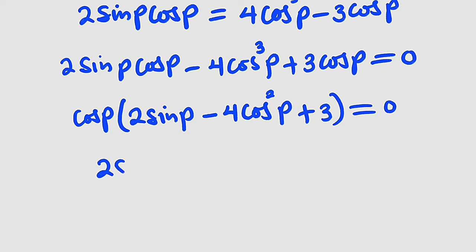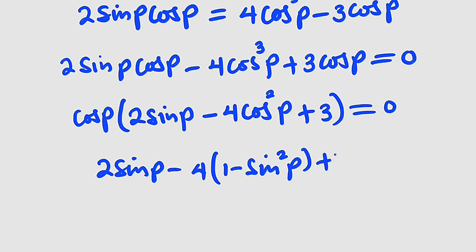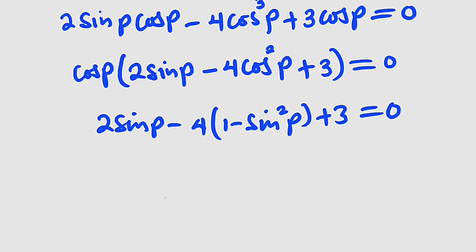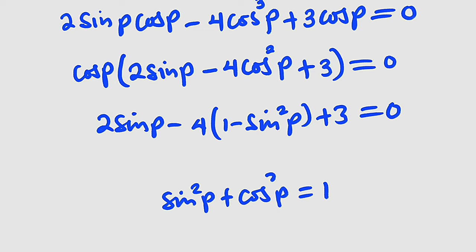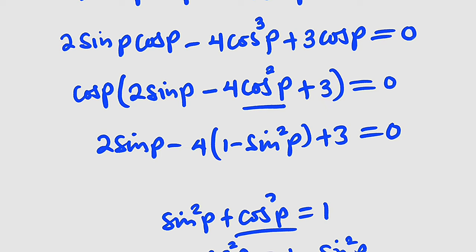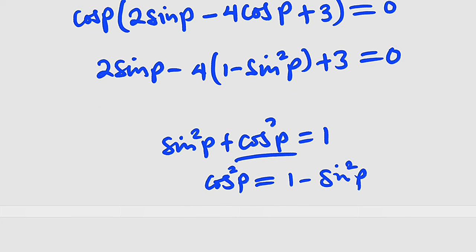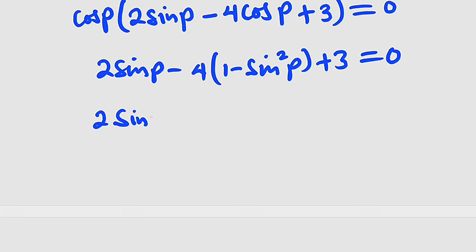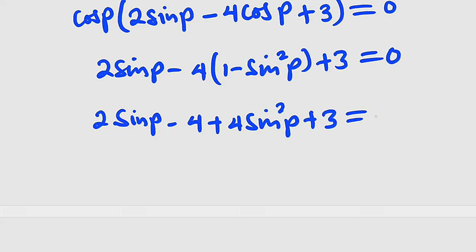So 2 sine p minus 4 multiplied by 1 minus sine squared p plus 3 equals 0. I will show you something. Remember that sine squared p plus cosine squared p equals 1. If you make cosine squared the subject, you have cosine squared p equals 1 minus sine squared p. This is why I changed cosine squared p here to 1 minus sine squared p. Now let us expand. We have 2 sine p, minus 4 times 1 is minus 4, minus minus is plus 4 sine squared p, plus 3. This is equal to 0.